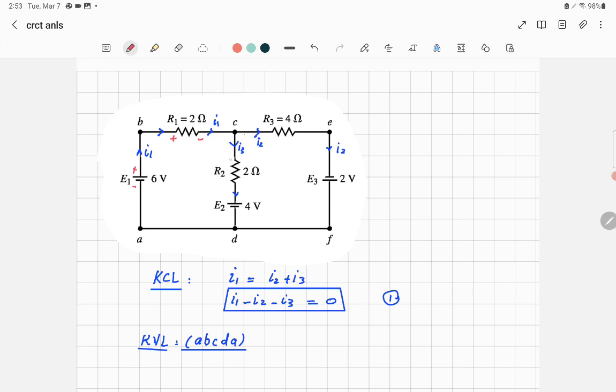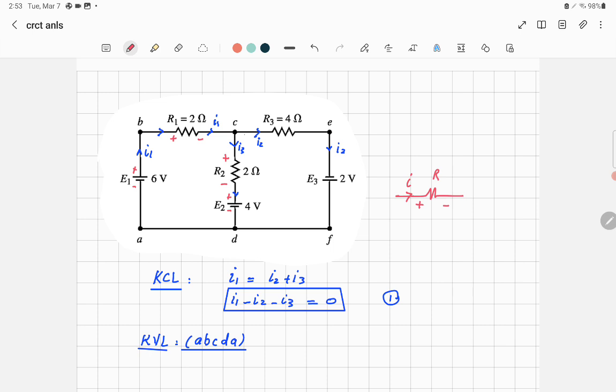In R2, we have I3 flowing in this direction, so the polarity of the voltage across the resistor will be positive and negative in this way. And this voltage source is already given. So we know that in any resistor R, if the current is flowing in this direction, it flows from the positive to the negative polarity. That's the way you define the polarity of the voltage across any element.